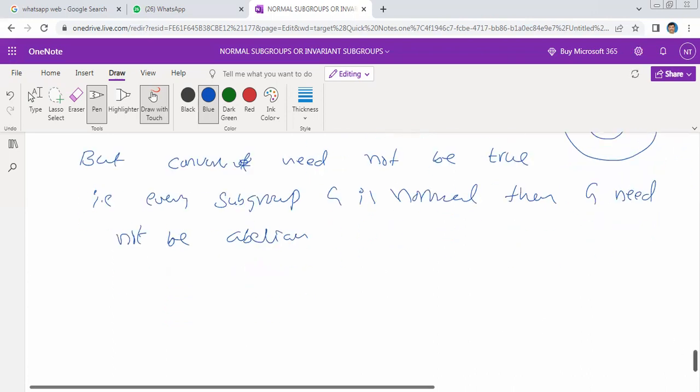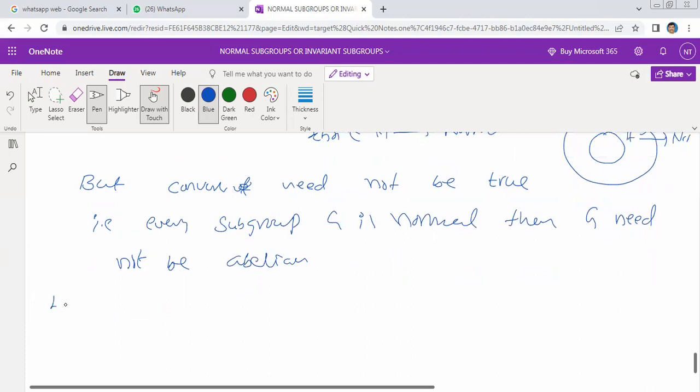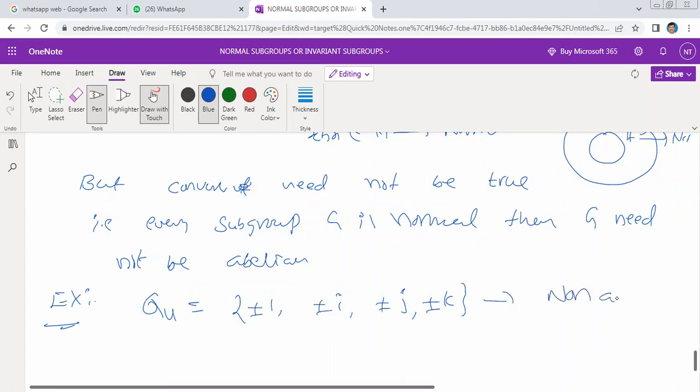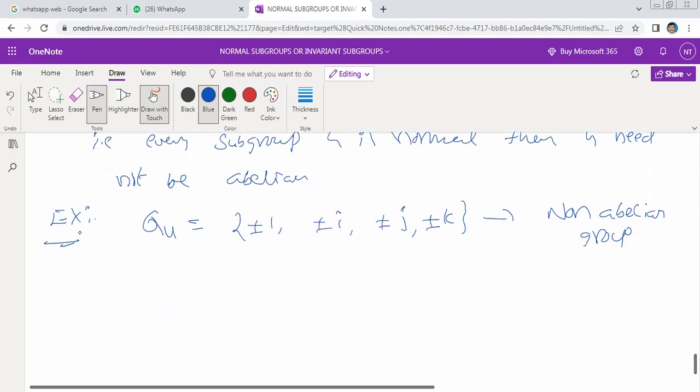Can you give an example for this? Yes, the most important example is the quaternion group Q4 is equal to plus or minus 1, plus or minus I, plus or minus J, plus or minus K. It is a non-abelian group. How many subgroups are there?